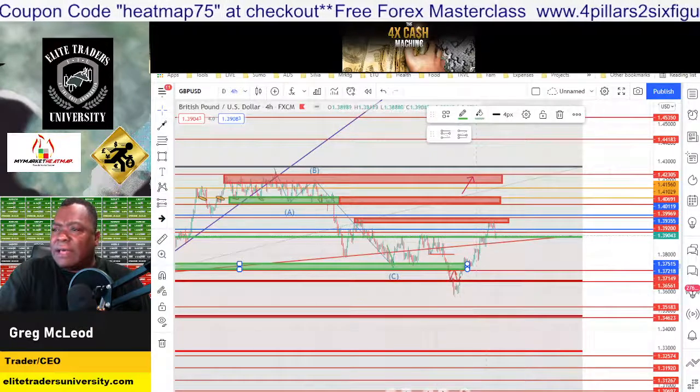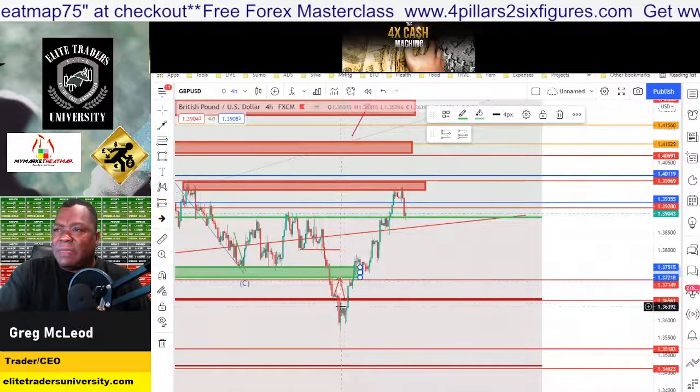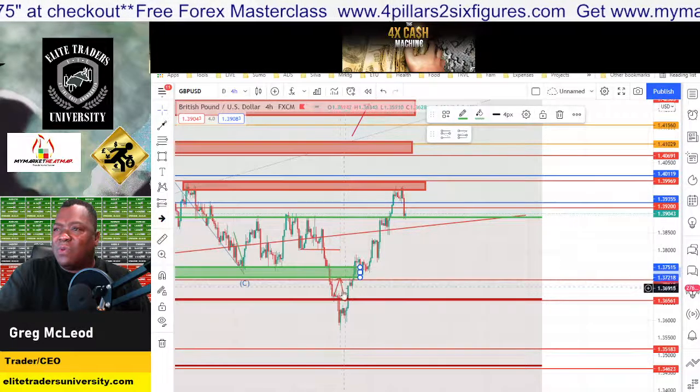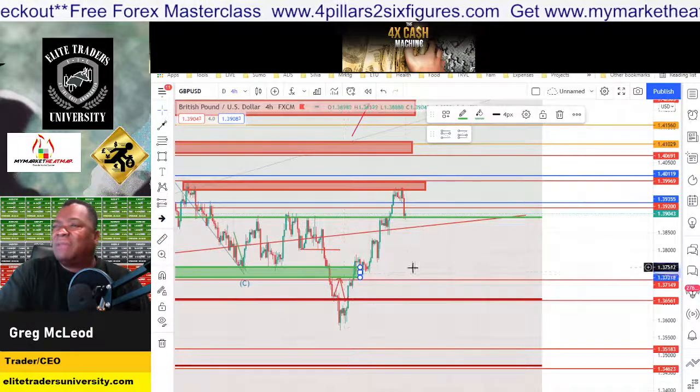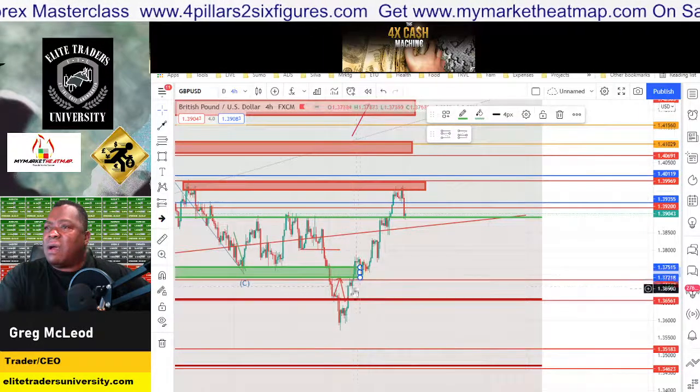And you can see I had said we would go up to the top and then break down. So we actually went straight down, right? We didn't even bounce off there. We just broke through. But we are back up.